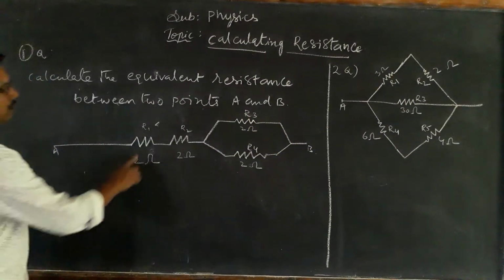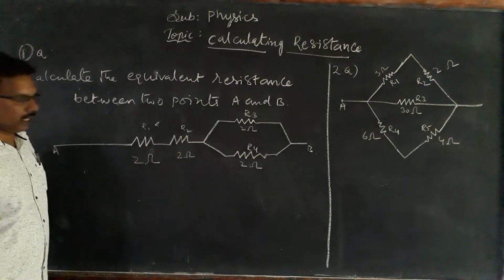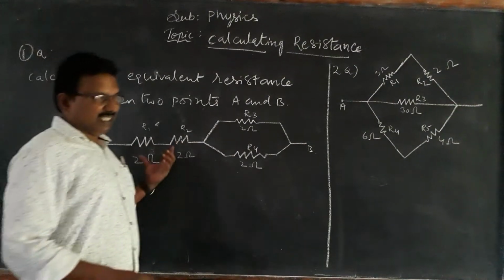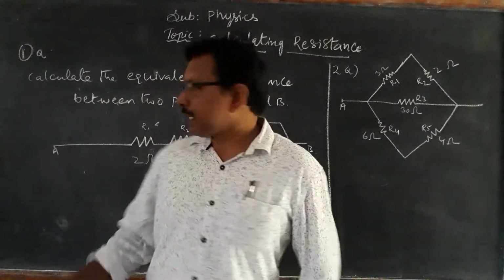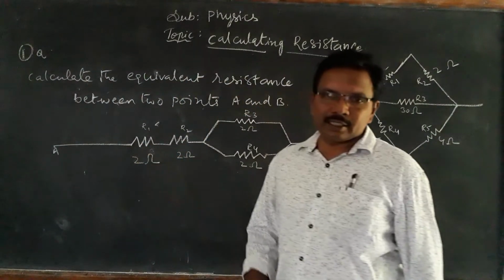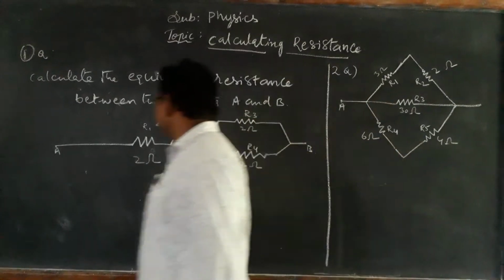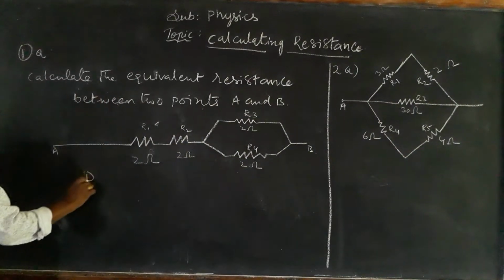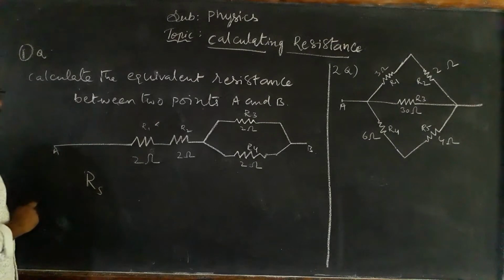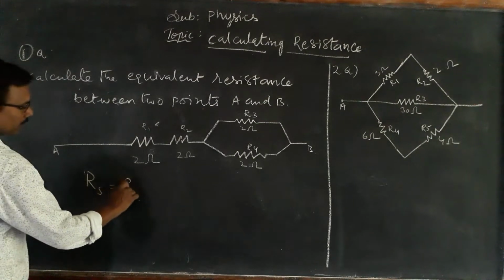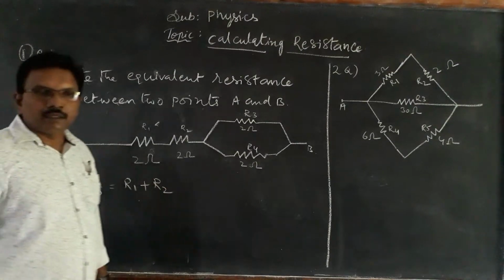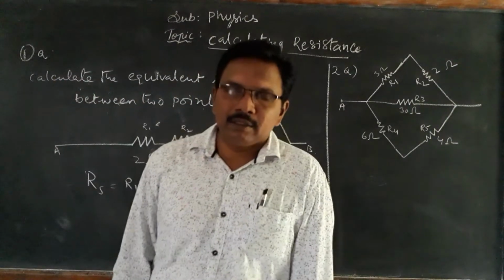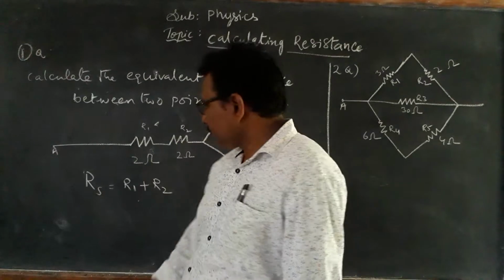See, these two are parallel. Sorry, these two are series. R1 and R2 are in series. Connection is in series. You know the formula. Resistance in series, RS equals R1 plus R2. When resistors are connected in series, simply add them.